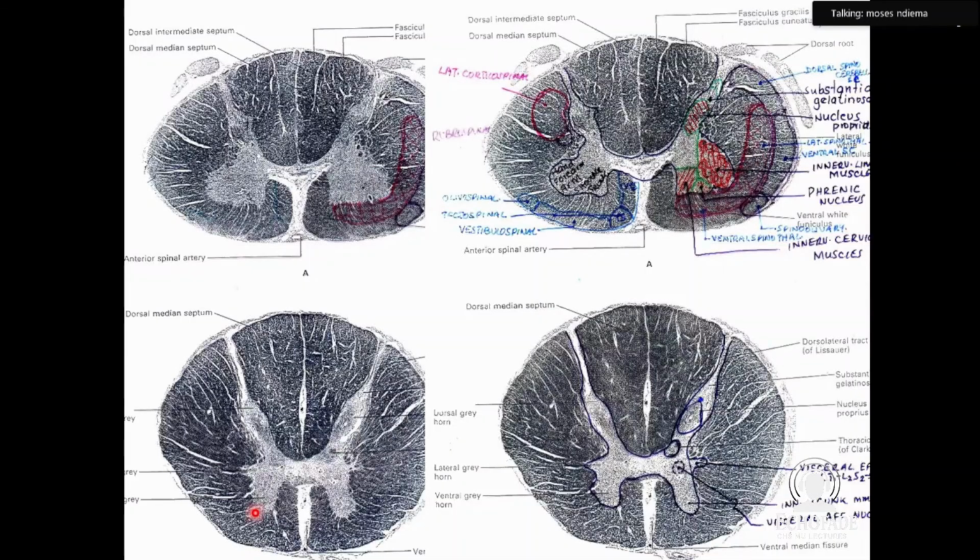The other thing that could happen is ischemia, and in ischemia, you can have lack of blood supply to a specific region if a specific blood vessel is damaged.